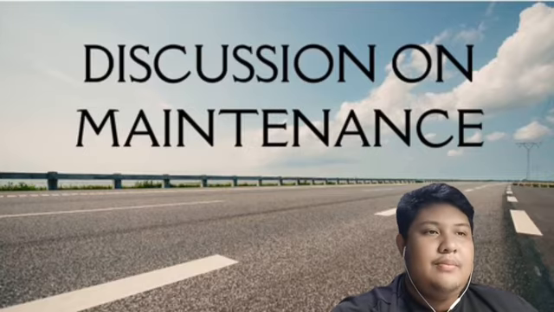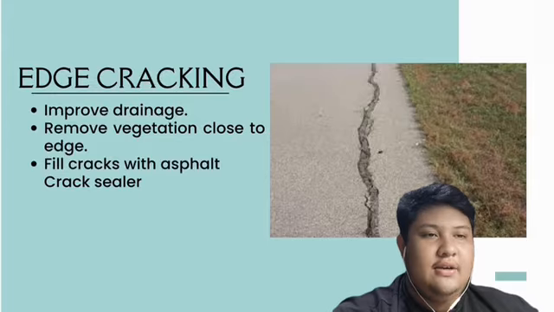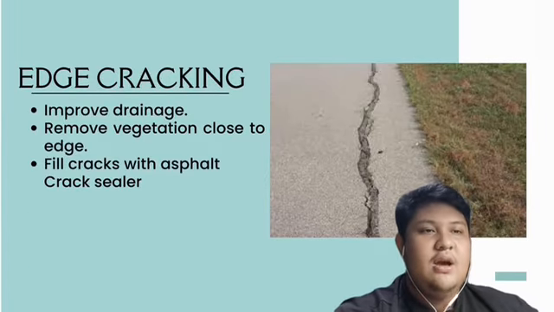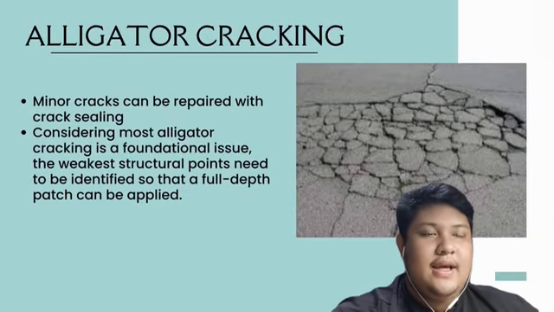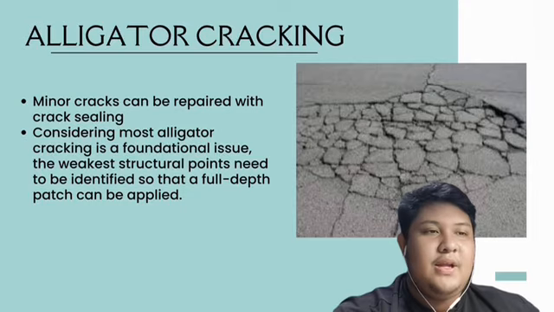I will present about the discussion on maintenance. First, edge cracking. We need to improve drainage, remove vegetation close to the edge, and fill cracks with asphalt crack sealer. Next, alligator cracking. Minor cracks can be repaired with crack sealing, considering most alligator cracking is a foundational issue. The weakest structural point needs to be identified so that a full depth patch can be applied.